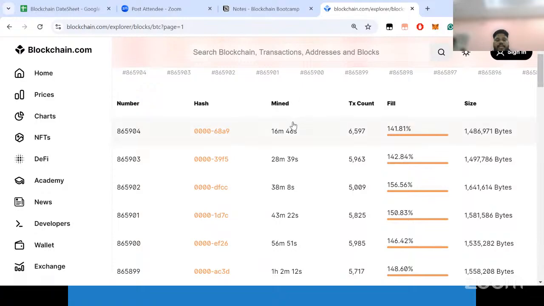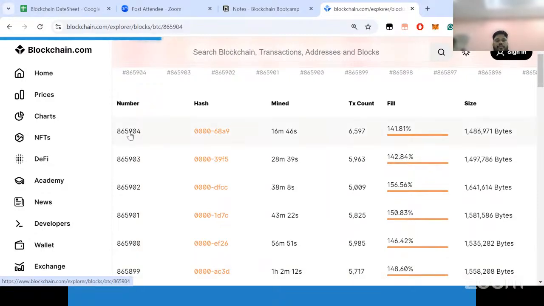And this is the block number 865904. It got mined 16 minutes back; this is the timestamp, the time at which the block was mined: 16 minutes, 46 seconds back. And how many transactions are there in this block? This number is 6597. At least this much data you should know. And here are all your blocks, with the time at which each got mined. The hash is the identity of the block, and then you see how many transactions it was able to handle.